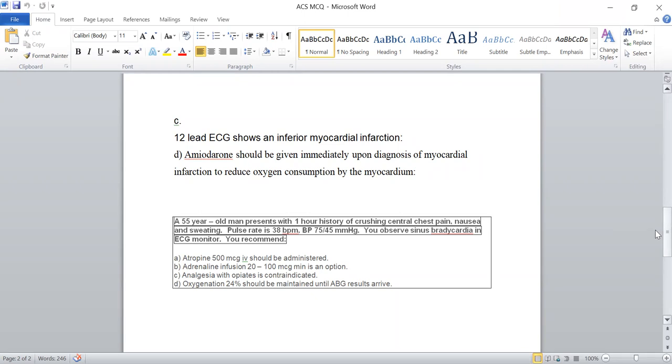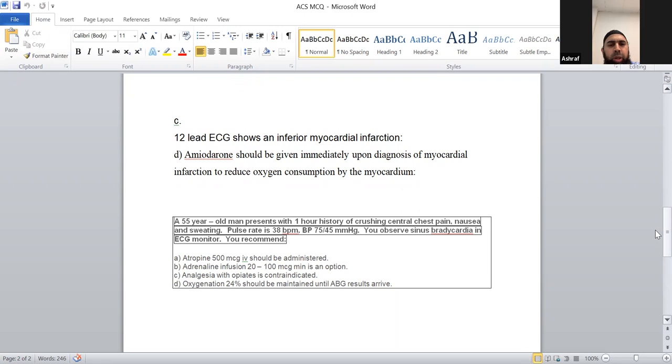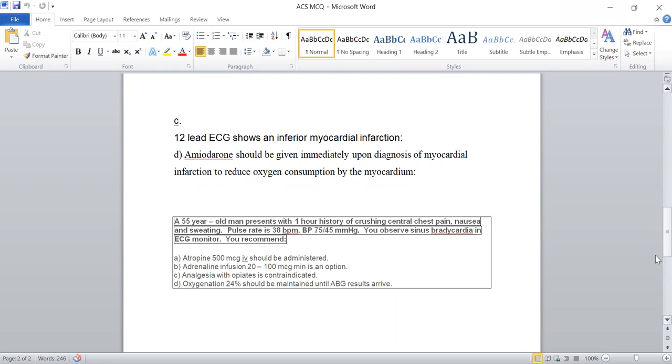Oxygenation at 24% should be maintained until ABG results arrive. 24% means how many liters? 4 or 5 liters of oxygen. Is it right or wrong?